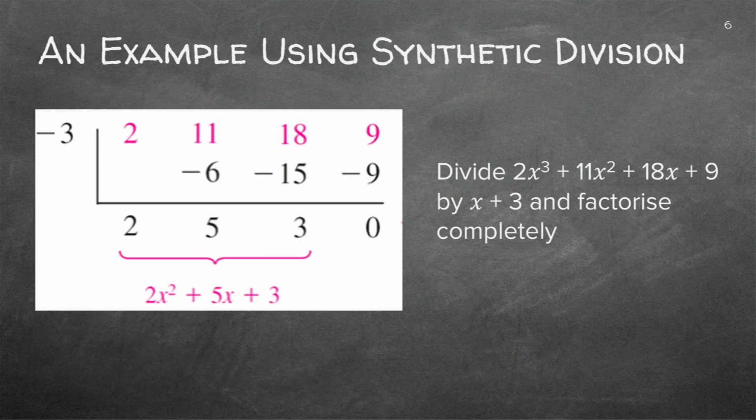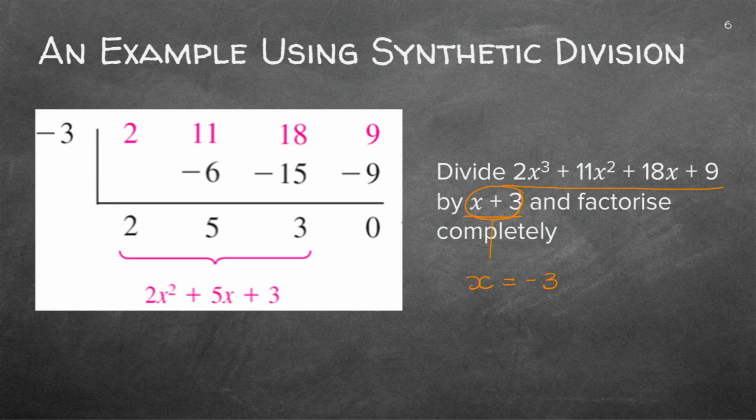An example of using synthetic division. This is just a quick way of explaining this because you are going to use it in the next one to sketch a graph. If they say divide 2x^3 plus 11x^2 plus 18x plus 9 by x plus 3 and factorize completely, you can actually see x is negative 3.